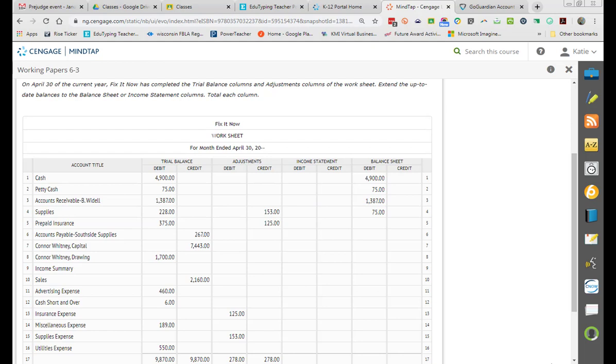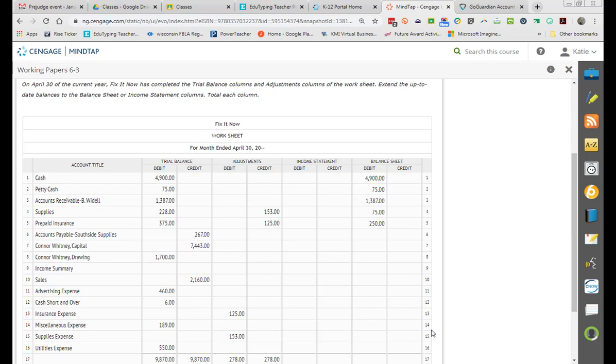Now I'm going to do exactly the same thing for prepaid insurance. Prepaid insurance, I have a trial balance of $375, and then I have an adjustment of $125. So using my handy-dandy calculator, $375 subtract $125, and I get a balance of $250, correct? And that goes on my balance sheet as a debit because my debit is bigger than my credit.